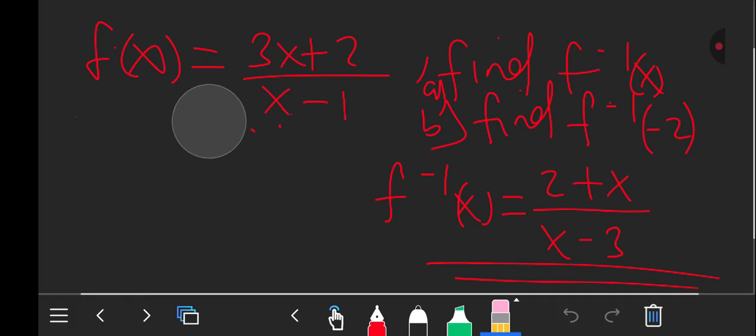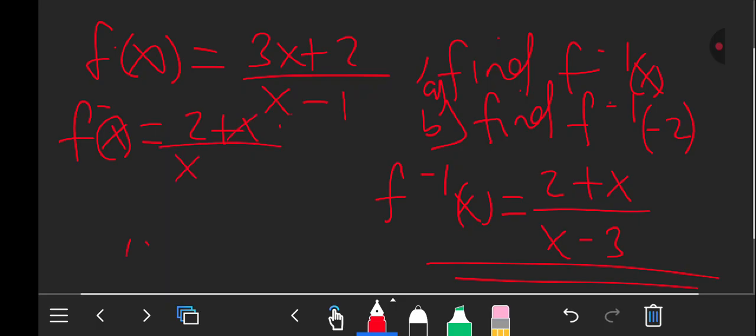Now, the second question is to find f inverse of 2. So I have f inverse of x, which is equal to 2 plus x over x minus 3. So what it means by f inverse of negative 2, it simply means that where there is x, substitute negative 2. In fact, let me just put it as 2. Okay? F inverse of 2.